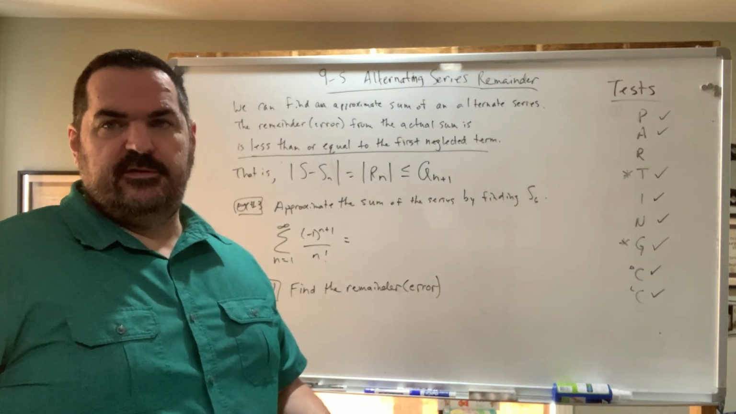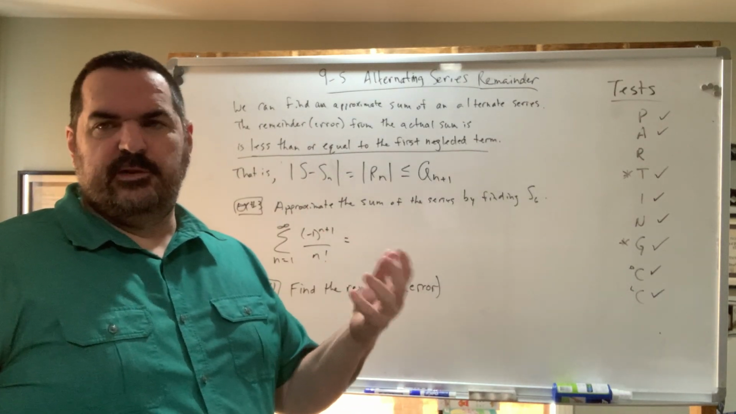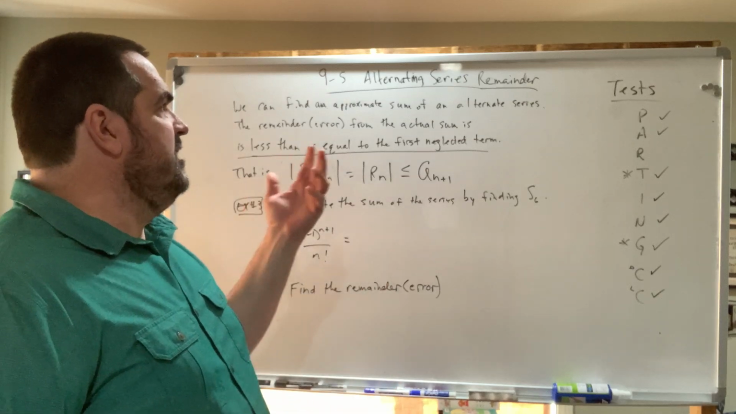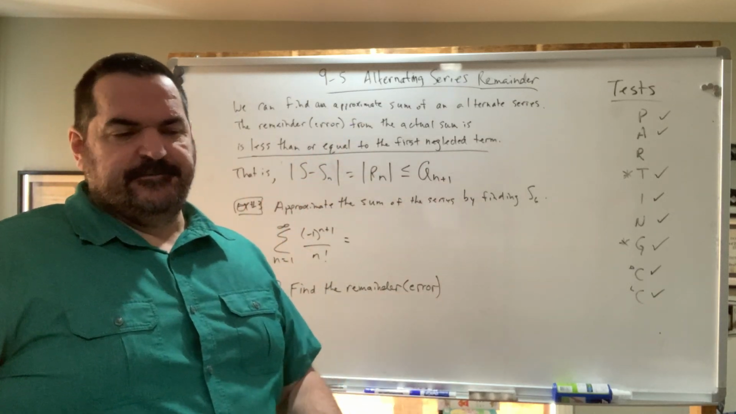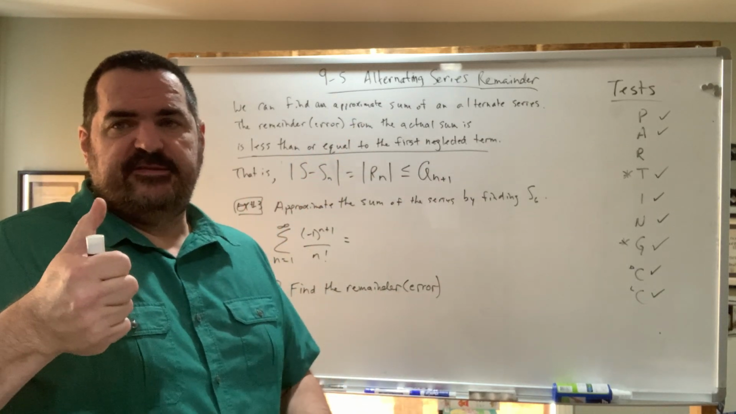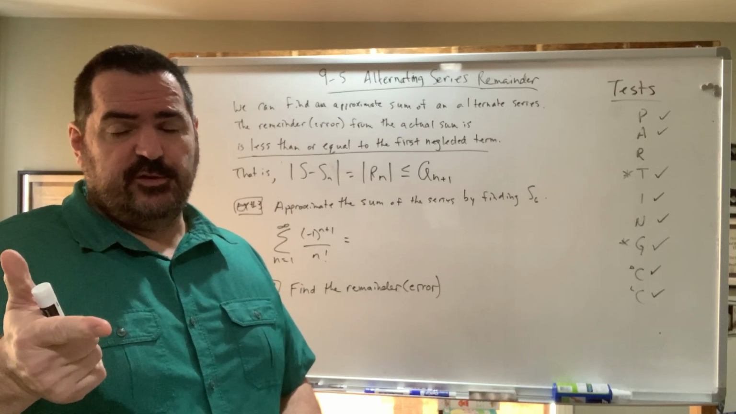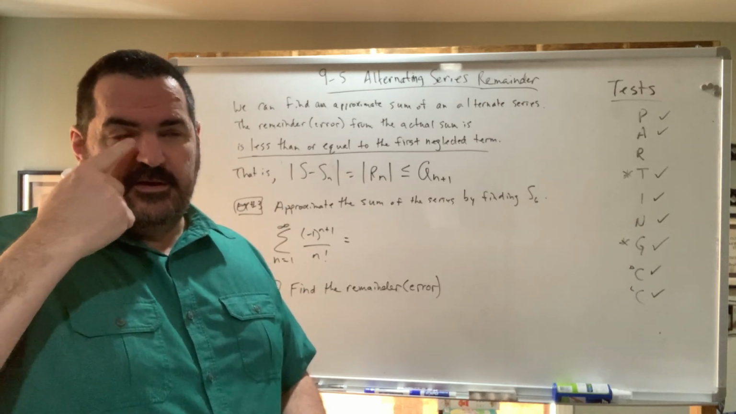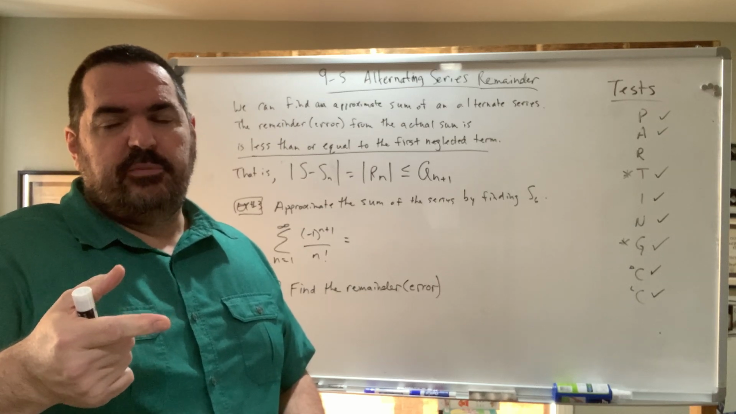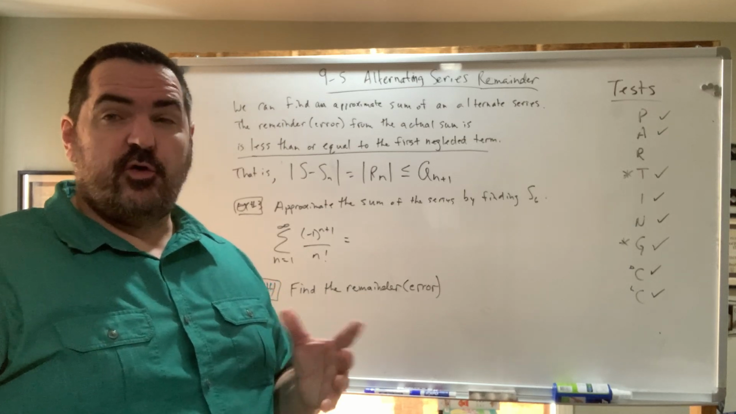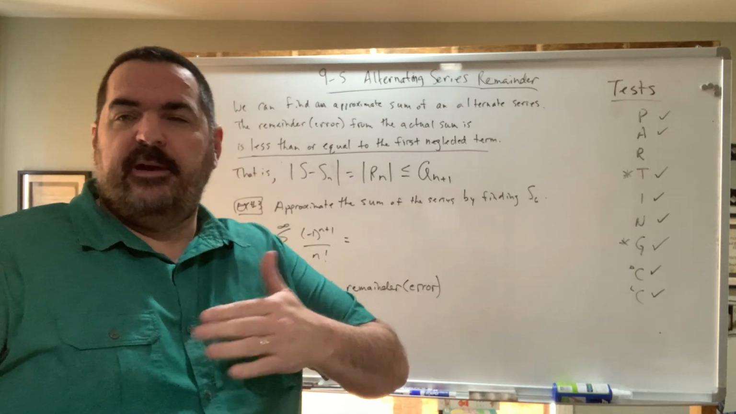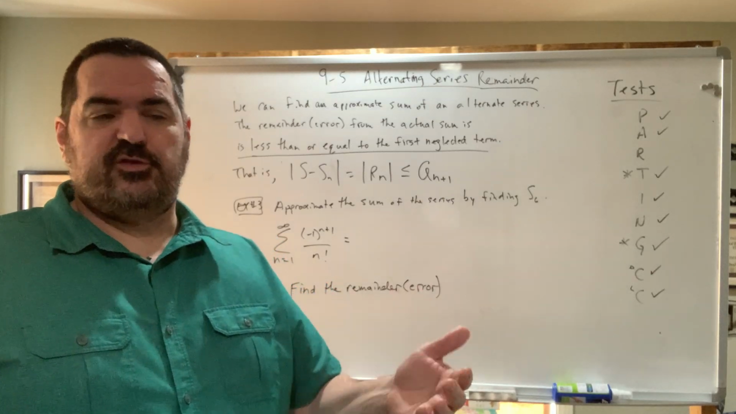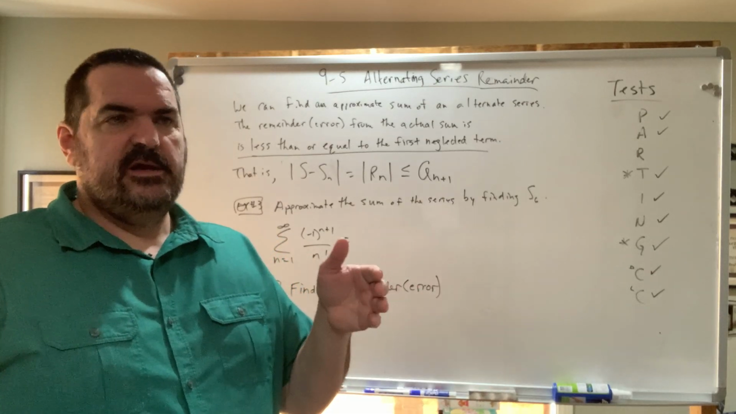As we've learned in 9.5, we learned the alternating series test. Well, this is about the alternating series remainder. We can only find the sum of a geometric series and a telescoping series, we've learned. But an alternating series, we can narrow down the sum pretty close to it. The more terms we add, the closer we're going to get to the sum, of course.